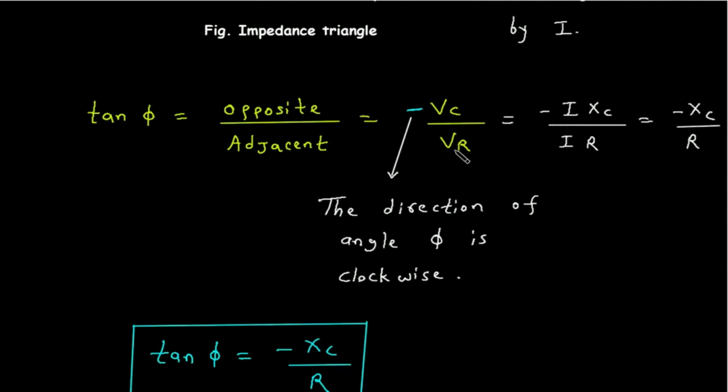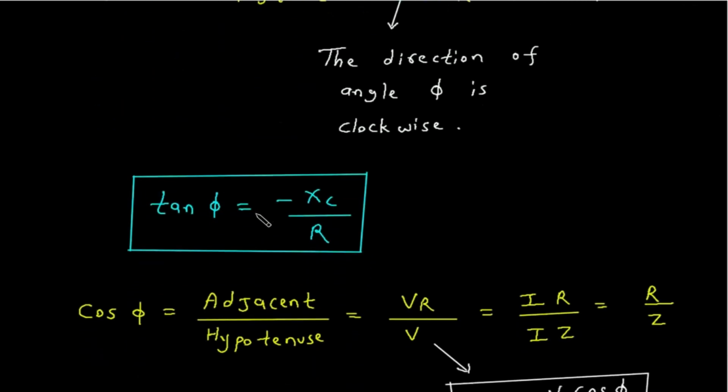So minus VC by VR. Adjacent side is VR. Now VC is equal to I into XC. So minus I into XC divided by VR, which is equal to I into R. This I and this I will get cancelled. So tan phi is equal to minus XC by R. This XC is the capacitive reactance.